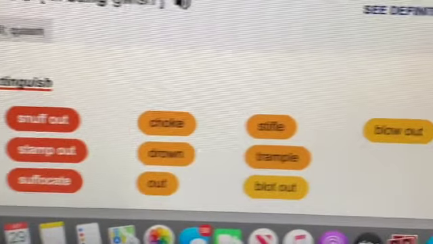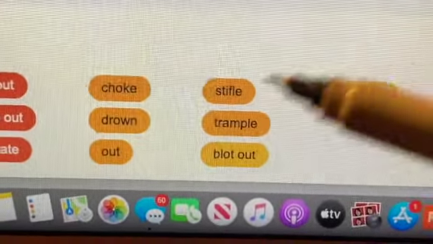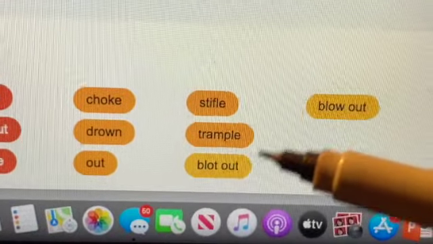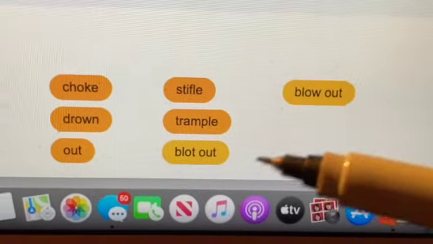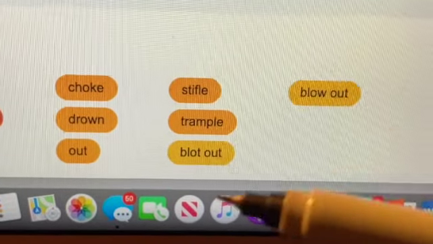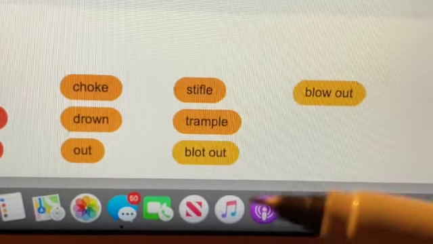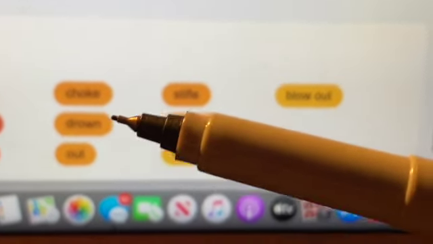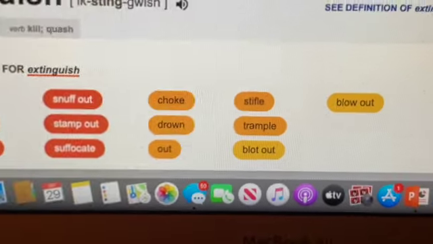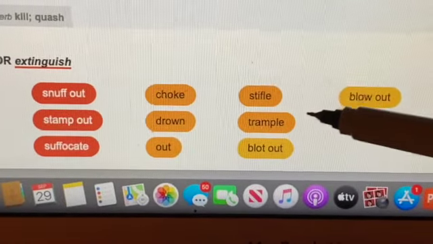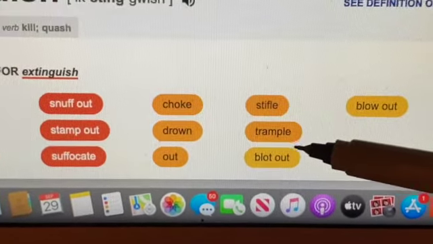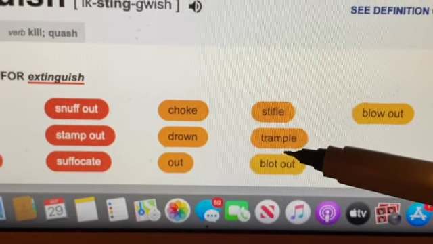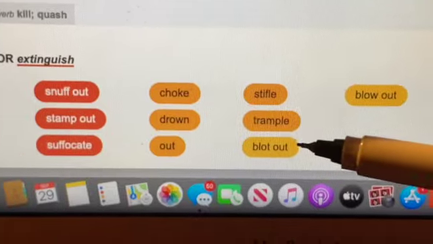Okay, and then there's these over here: choke, drown, out, stifle, trample, blot out, and blow out. But none of these really work. The ocean isn't going to blow out the sun. Drown, of course, because we're, oops, no, I can't see it. Drown works because we're talking about water, right? But that wasn't really the feeling that I wanted. I didn't want that violence of drowning.